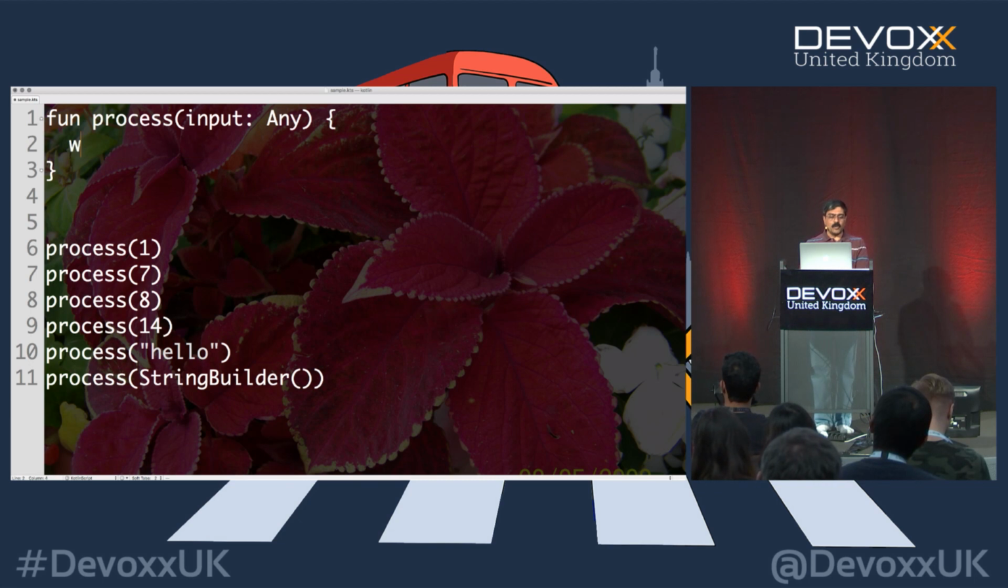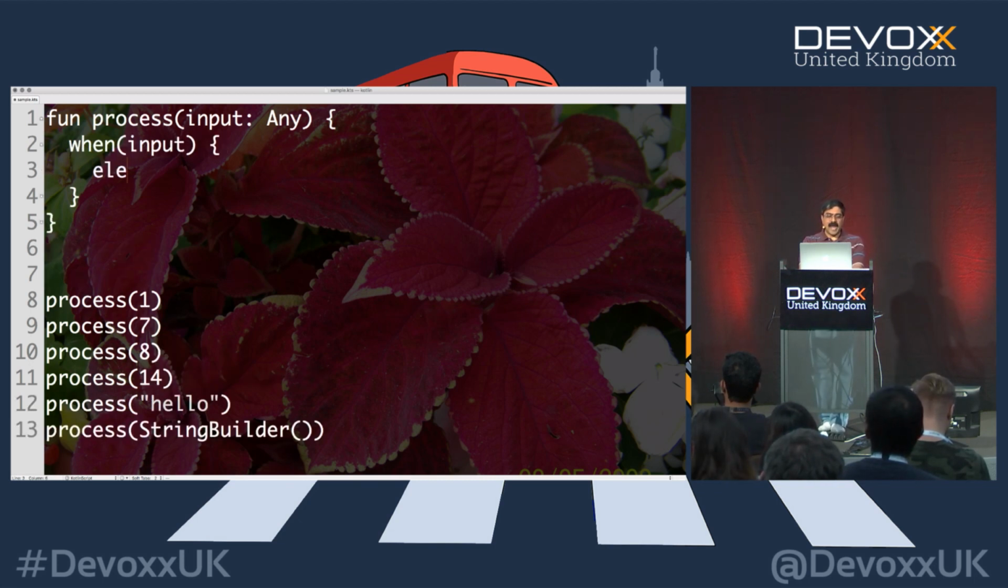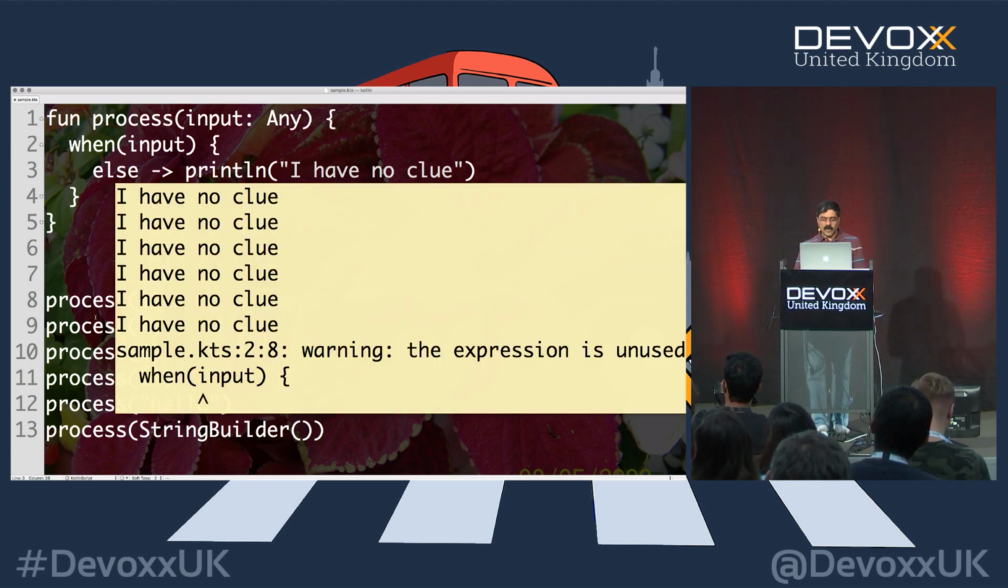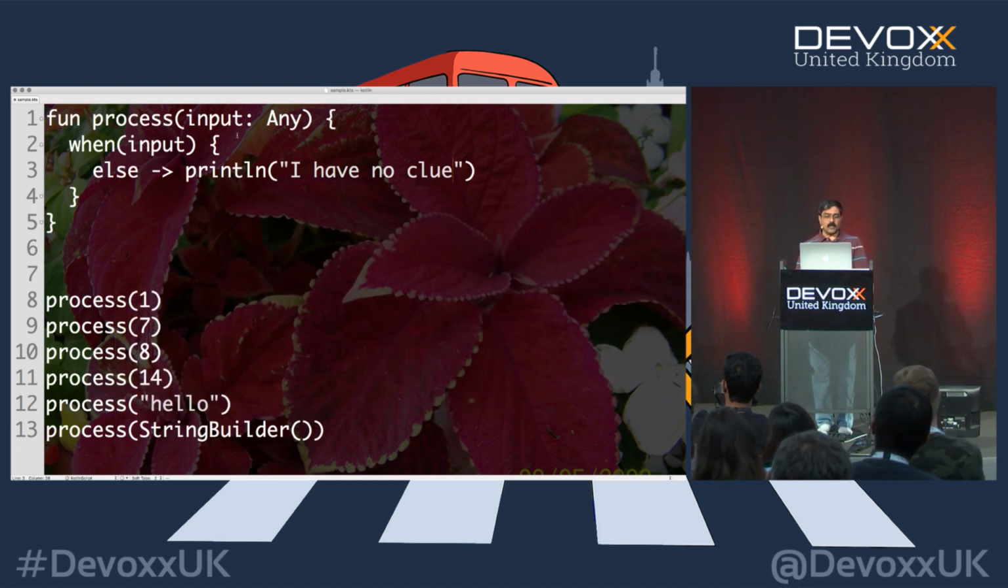But what I really want to do is I want to say when input, and here comes the charm, I'm going to say else, and the else simply says print out I have no clue. Just like what I normally do, I have no clue what I'm doing, and that's all it's going to print, I have no clue. However, it gives a warning because I've not used the input. Well, great, we can now do something with the input.